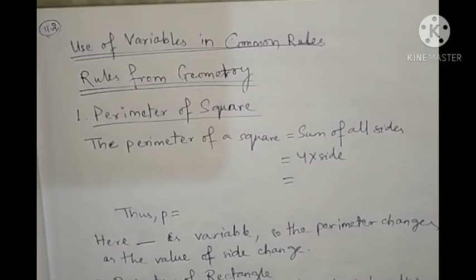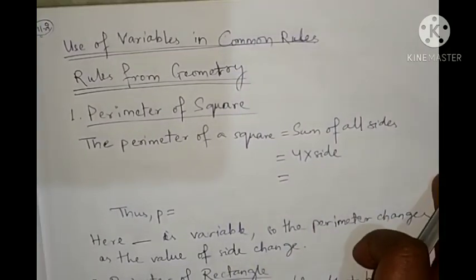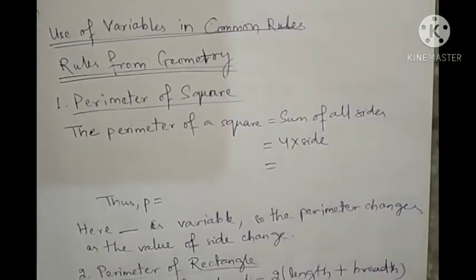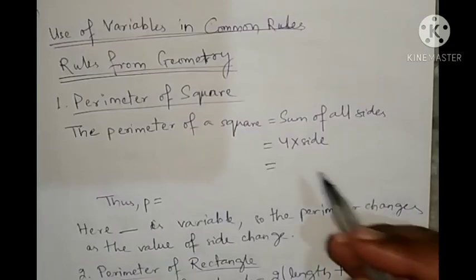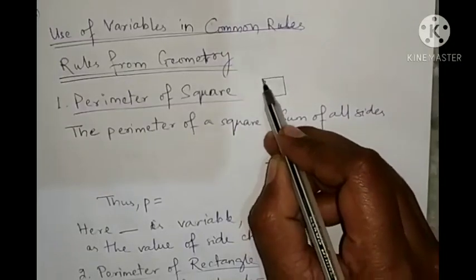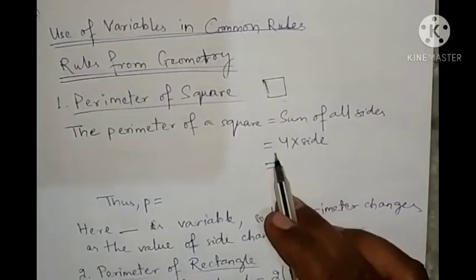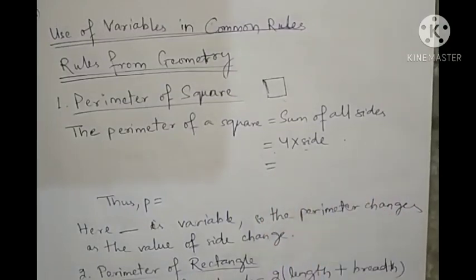Let's see some rules in geometry first. Here you are seeing the perimeter of squares. You know that the perimeter of a square is the sum of all sides, the boundary of anything. A square has 4 sides, and all the 4 sides are equal. That's why the sum of all sides means 4 into side.